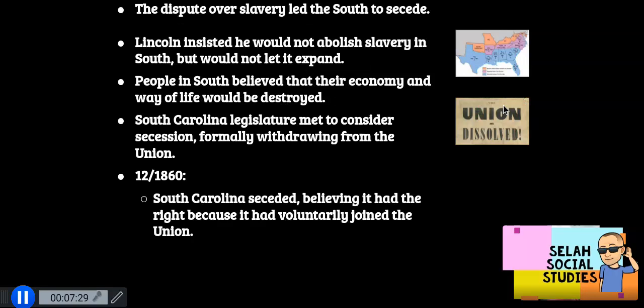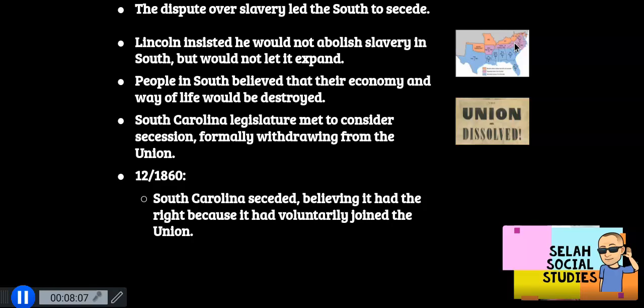So the dispute over slavery and the election of 1860 led the southern states to what we call secede from the Union, or leave the Union. People in the South believed that their economy and their way of life would be destroyed if Abraham Lincoln was president. You would see people with straw dummies representing Abraham Lincoln out in the field, and they would hang him and burn him and beat him. This is the hatred that the South felt for Abraham Lincoln. They believed that their economy and way of life would be destroyed.